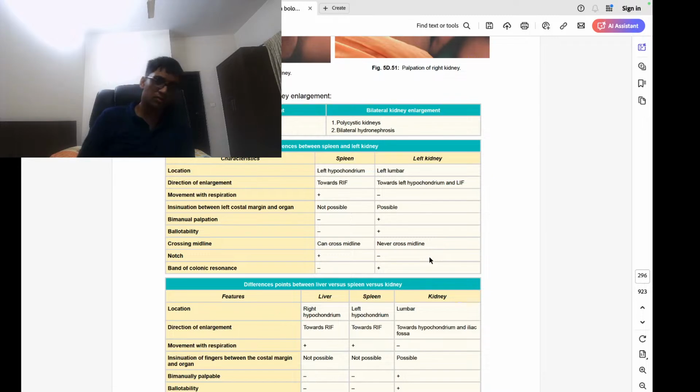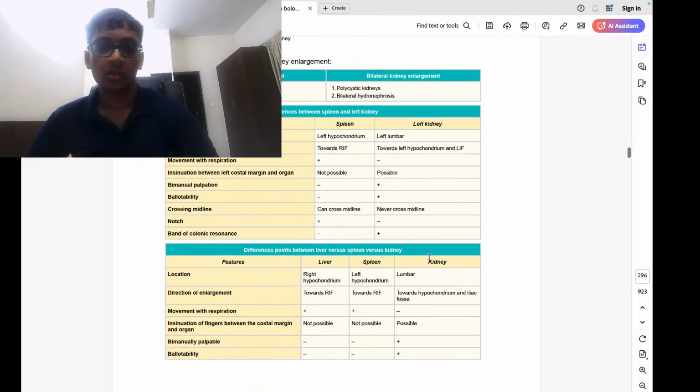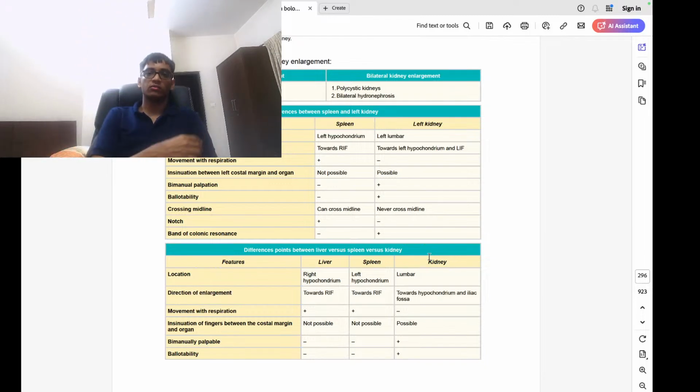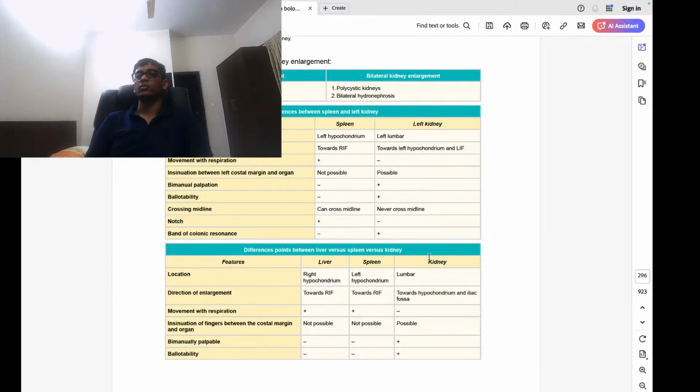So, differences between spleen and left kidney. Characteristics: you have location. Spleen is located in the left hypochondrium and left kidney is located in the left lumbar region. Direction of enlargement in the spleen is towards the right iliac fossa. However, left kidney enlargement is towards the left hypochondrium and left iliac fossa, up and down.